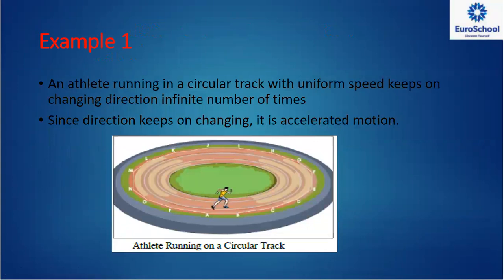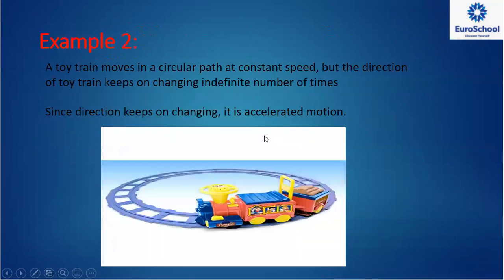Let's see examples for this. An athlete running in a circular track with uniform speed keeps on changing direction an indefinite number of times. If this athlete has to move in this circular track, he has to change directions many times. Imagine a person moving on a straight road. He does not change the direction an indefinite number of times. But a person moving on a circular track has to change the direction an indefinite number of times, because he has to reach the other end. He has to take many turnings. Since direction keeps on changing, it is called accelerated motion.